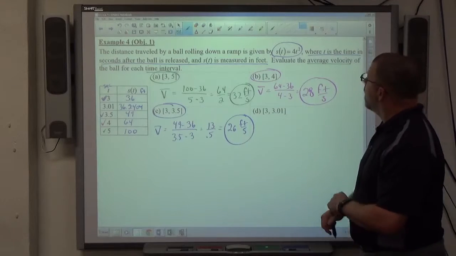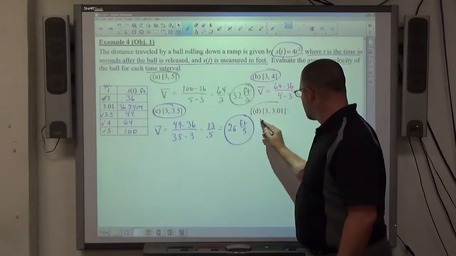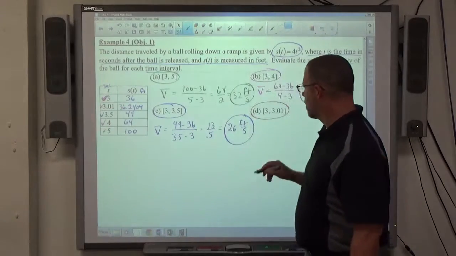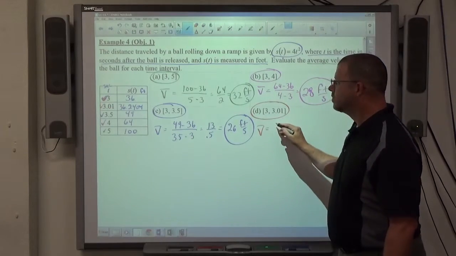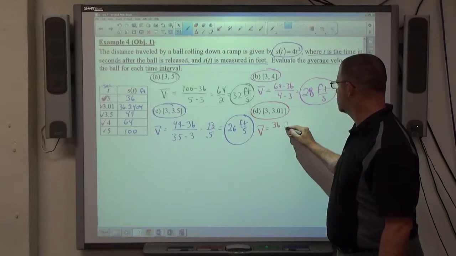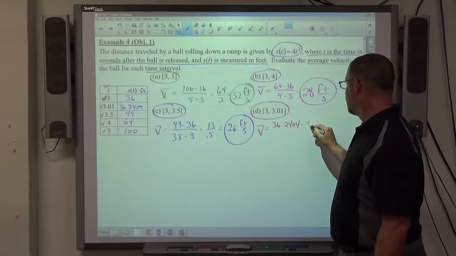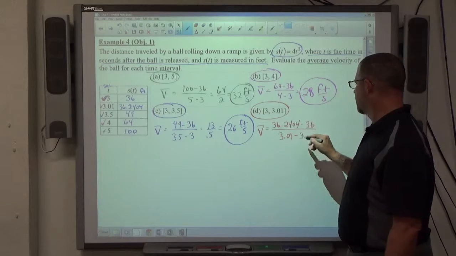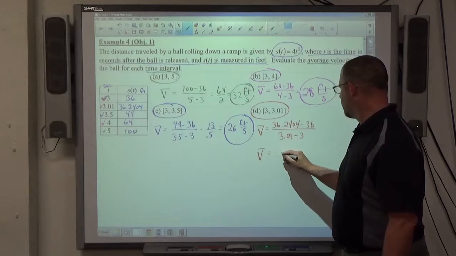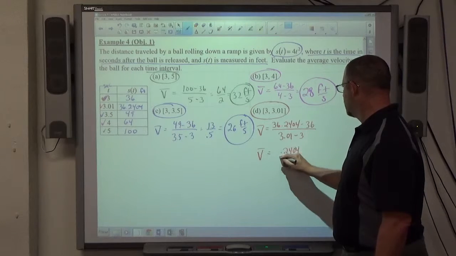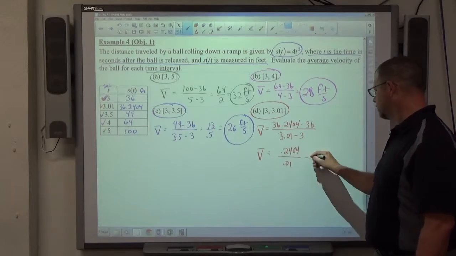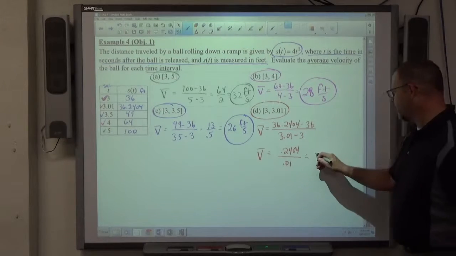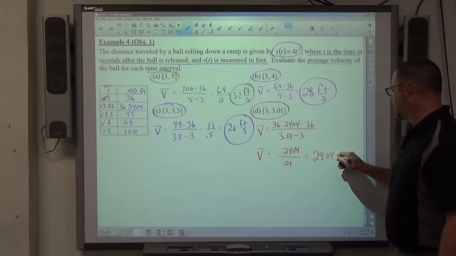So, finally, time interval 4, we're going from 3 to 3.01. So the velocity is going to equal 36.2404 minus 36 over 3.01 minus 3. That comes out to 0.2404 divided by 0.01. If I just slide both decimal places 2 spaces to the right, it's going to make 24.04 feet per second.